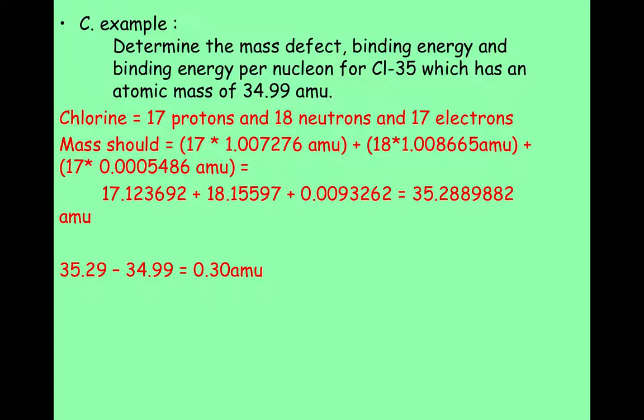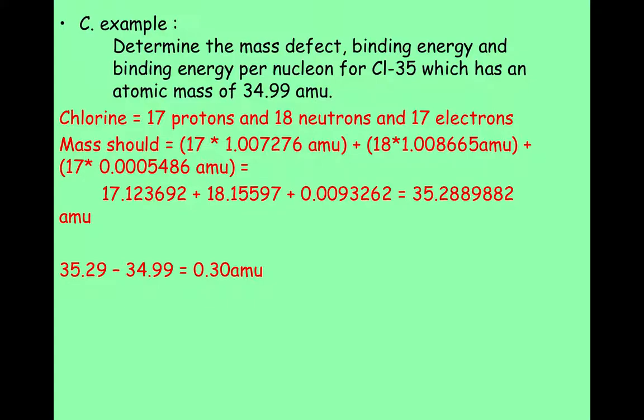Because my next step is to take that 35.29 AMU minus 34.99 AMU. That gives me a mass defect of 0.30 AMU. So we've got the first answer there. We got the mass defect.